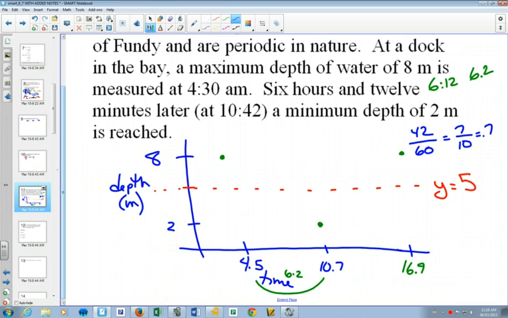Now we could draw our curve through these points. We can even add the 4 sections in between. If it's 6.2 from the maximum to the minimum, this to here will be 3.1, which would give us 7.6, and 3.1 here would give us 13.8.